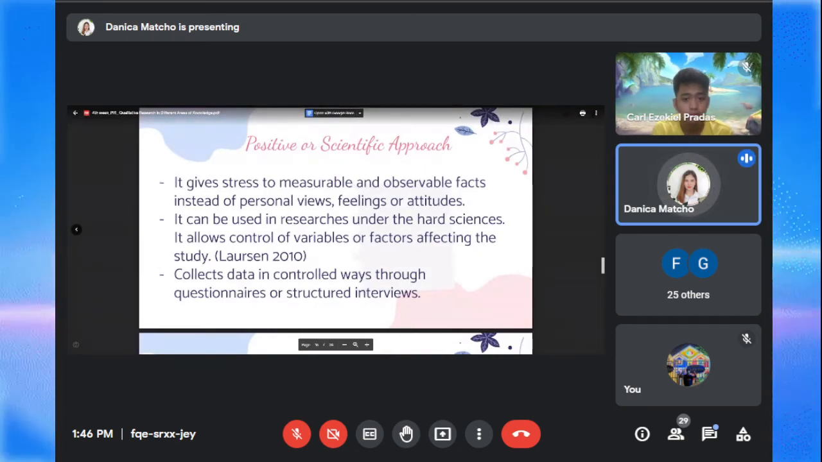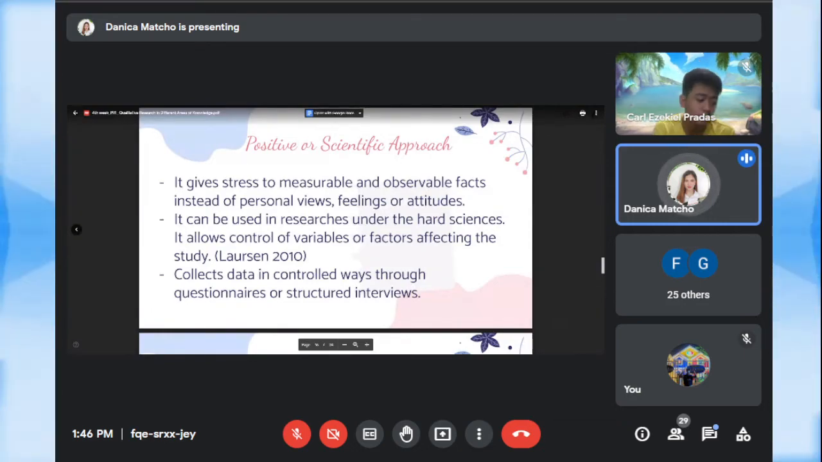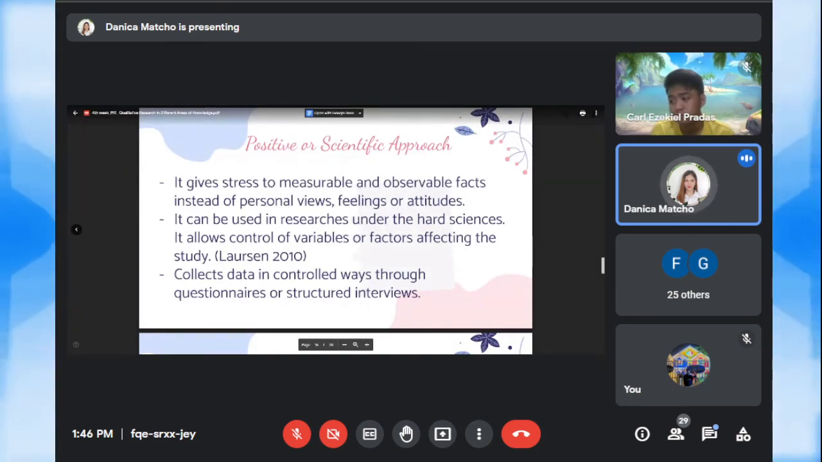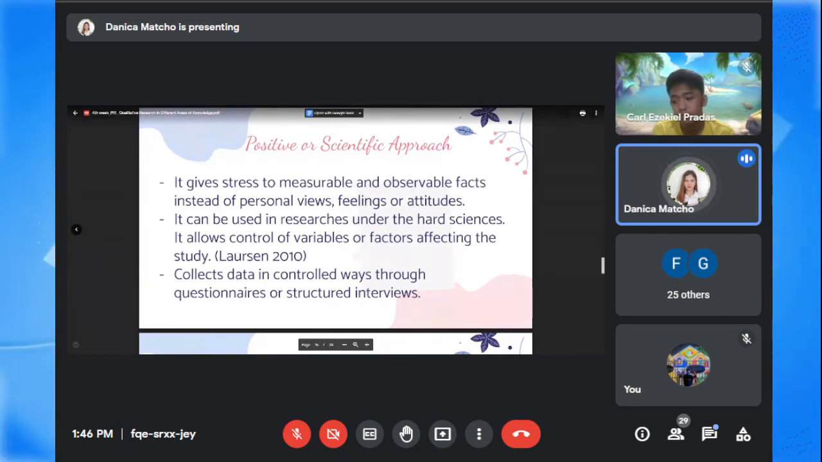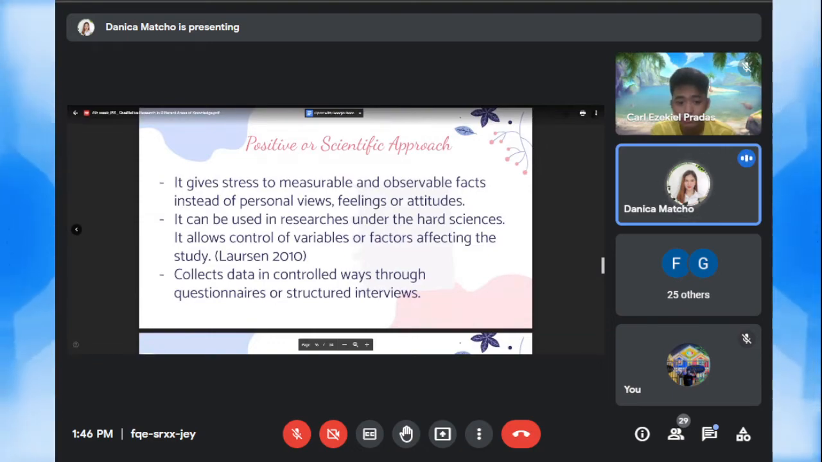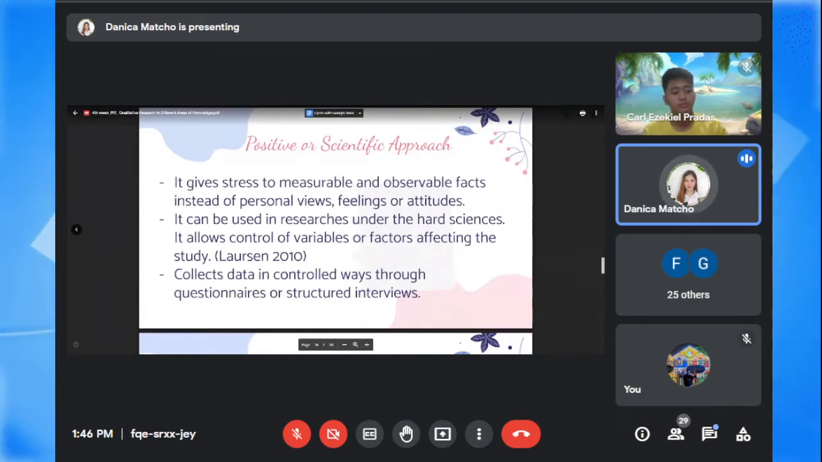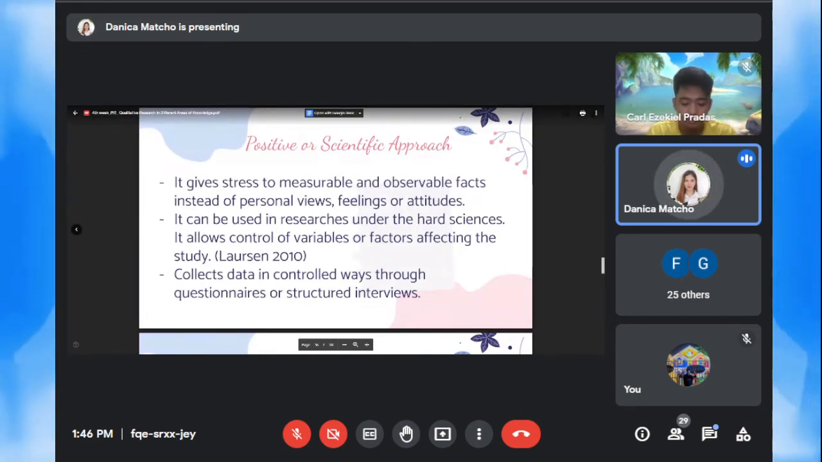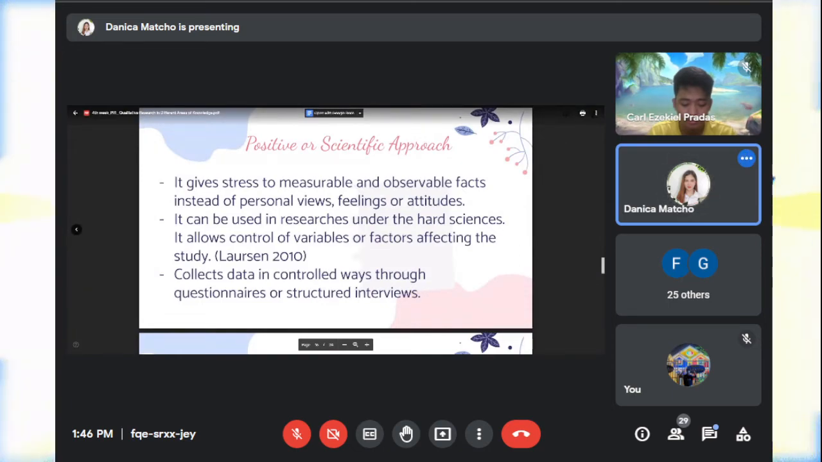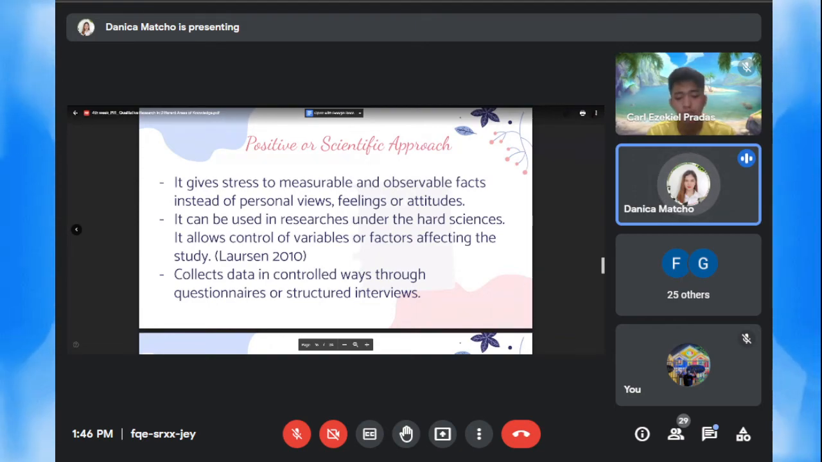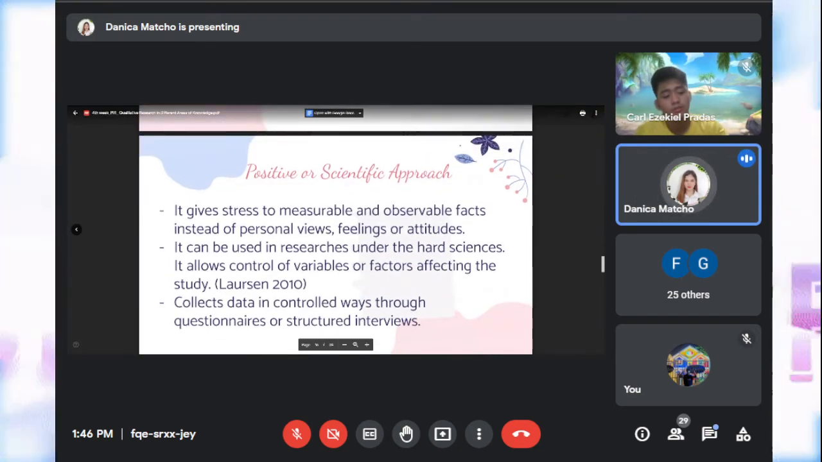So magkaka-connect siya. If the field of science came from hard sciences, you will be using quantitative research. At kapag gumamit kayo ng quantitative research, you will be using this approach, which is scientific or positive approach. Okay, so they are connected to one another because they are both dealing with tangible things. Are we clear? Ayan, so sila yung magkakakonekta: hard science, quantitative research, and positive or scientific approach.